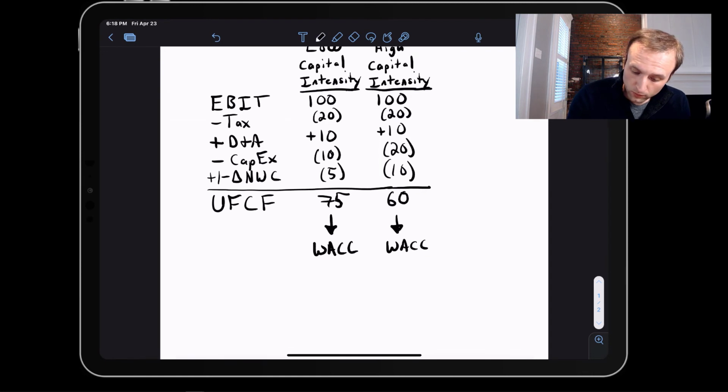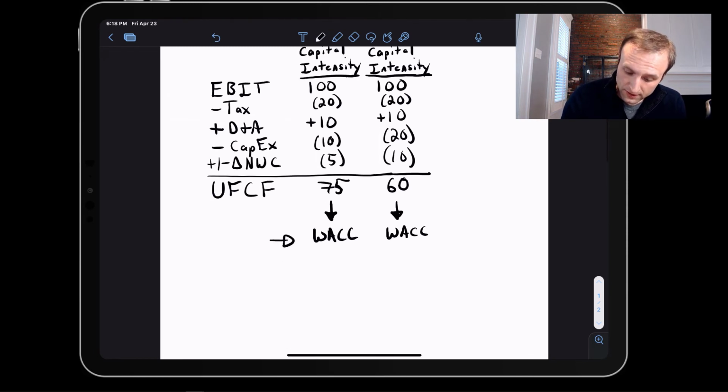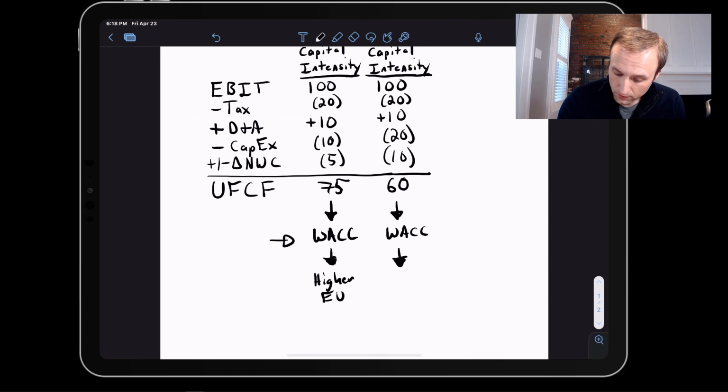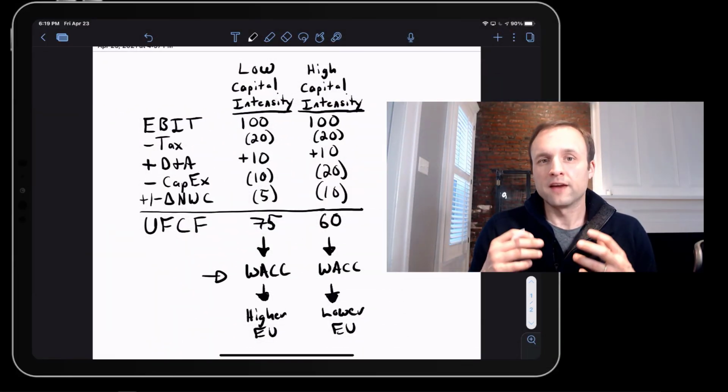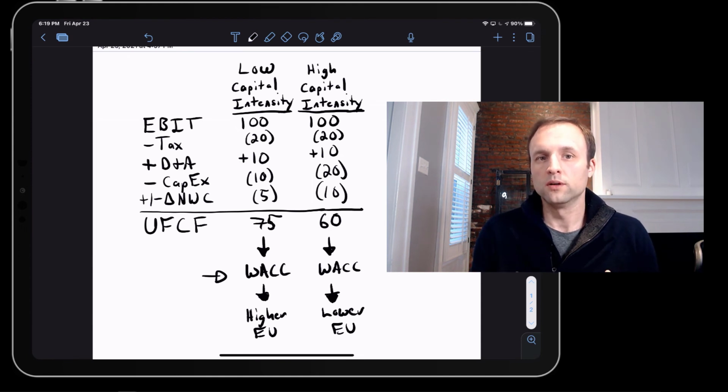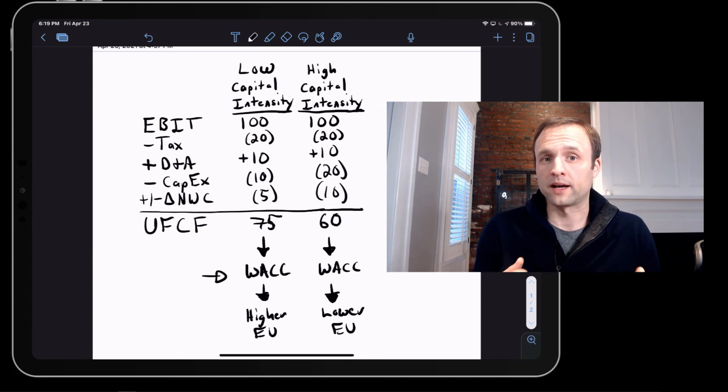Now, we're going to hold WACC constant for both of these businesses. So we're going to assume that they have the same WACC. And in that case, all else equal, if you have a higher set of cash flows that are consistent out into the future, and you discount them back at the same WACC, you're going to have a higher EV, or enterprise value, versus if we, again, have the same WACC and we have lower cash flows, we'll have a lower enterprise value. And it's really as simple as that. So the short answer here is, if I have lower capital intensity, all else equal, my valuation will be higher. I'll have a higher valuation.